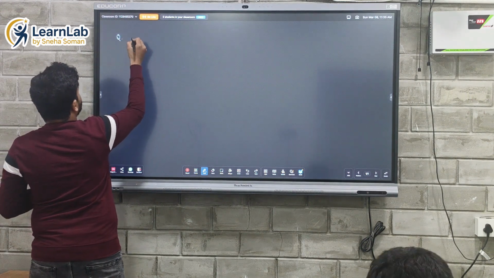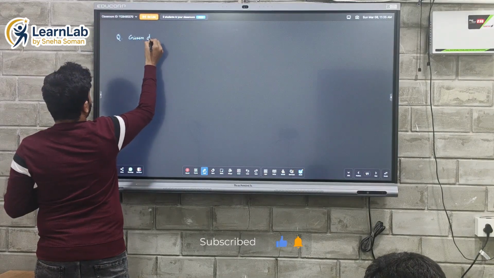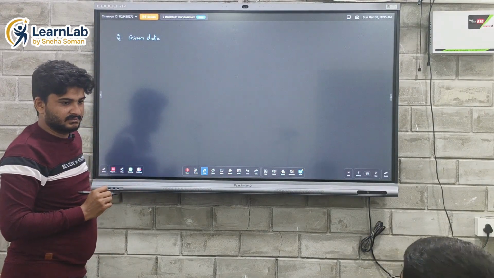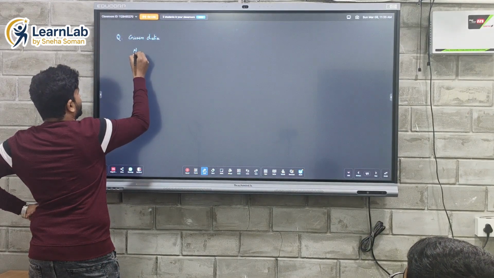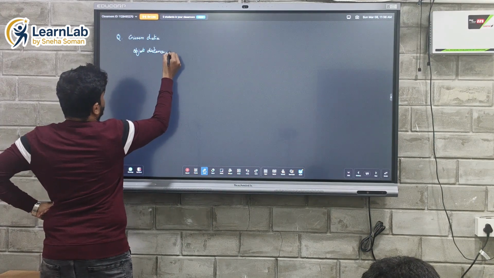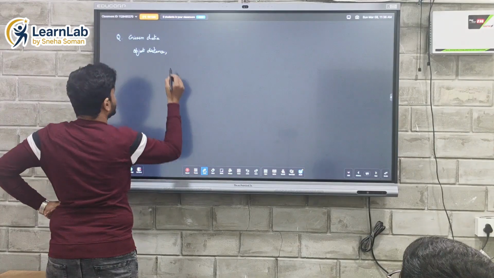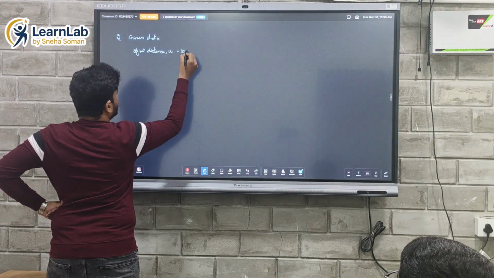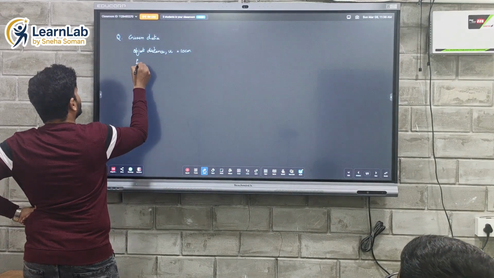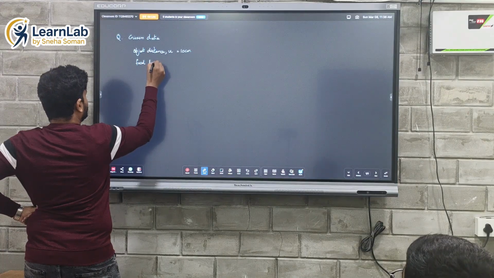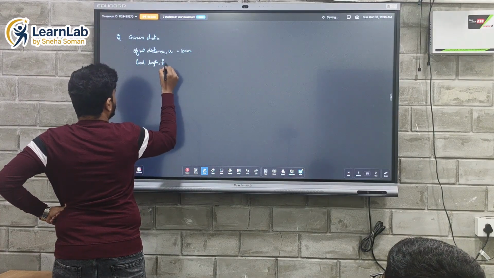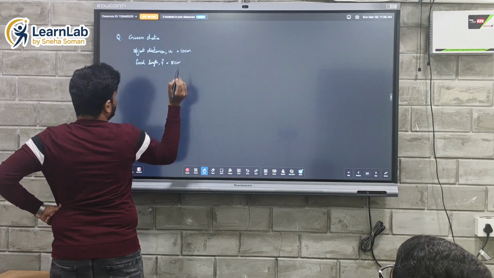CBSE question number 2025. What is given? Tell me. Object distance. What is object distance? So write object distance, U is. Okay. Next. Focal length. What is focal length? It is represented by F. Next.